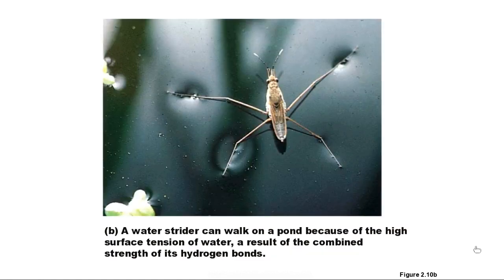And this bug is walking on water because of surface tension created by those hydrogen bonds. What happens in his case is that the force of gravity pulling down on him is not as strong as the force of the hydrogen bonds pushing up on him. So we call that surface tension. So water is attracted to itself, which is a major player in the chemistry of life.